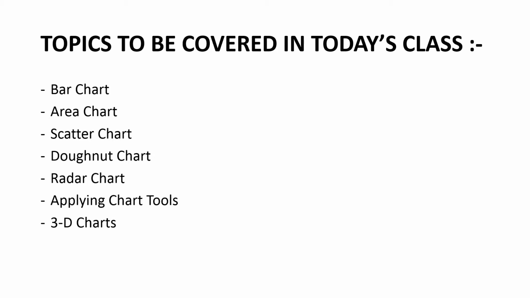Now today the topics that we will be covering are a few types of chart we have seen in last class, and now today we will see the remaining types of chart. They are bar chart, area chart, scatter chart, donut chart, radar chart. Okay, these are the few types of chart that we will see today, and then we will see how to apply chart tools, how to make your chart look more attractive. Okay, fine. How to make your chart more manageable so that it is understood by each and every viewer.